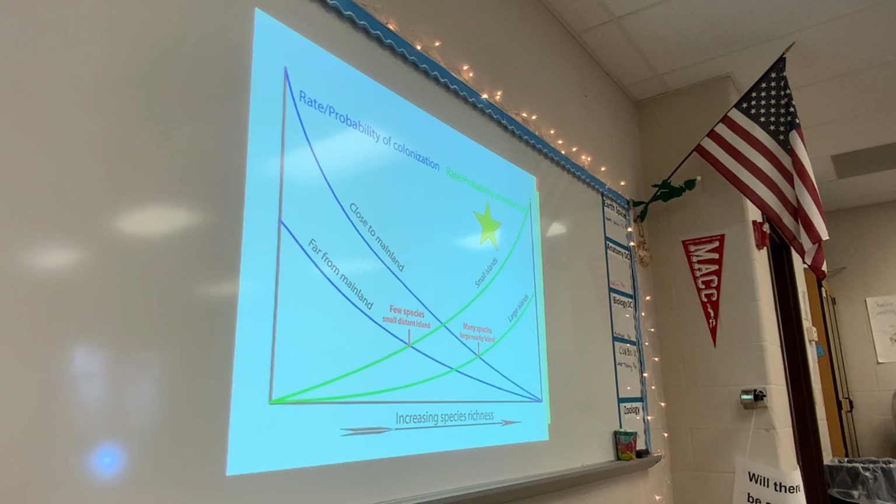So when we put in more graphs, we see, again, closer to mainland, farther from mainland, small islands, large islands, we get these intersecting places. Few species from a small distant island, many species from a large near island, and we get these intersecting places and increasing species richness coming this way. You can see how they intersect on these graphs. There's not going to be a table or a graph like this on your test for you to worry about, but it is still kind of interesting to see how the graphs relate to each other.